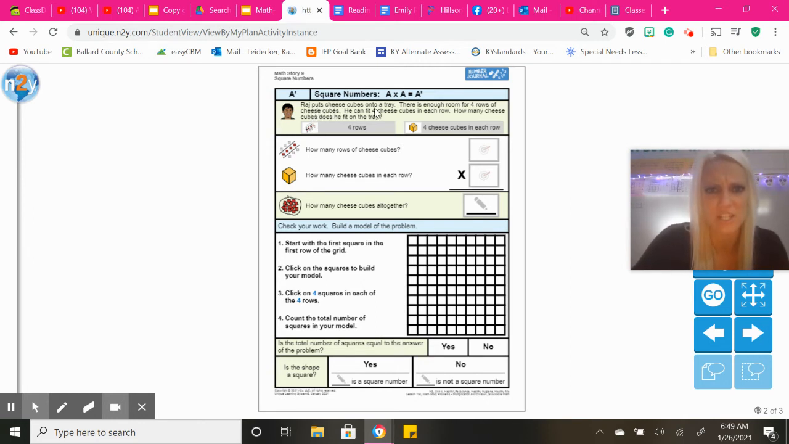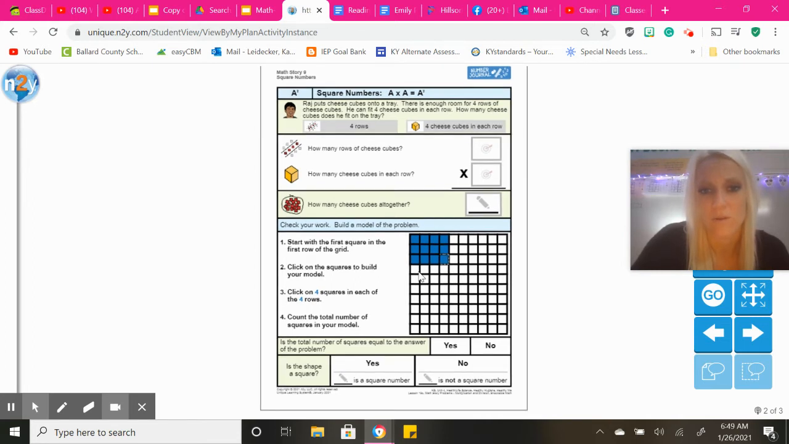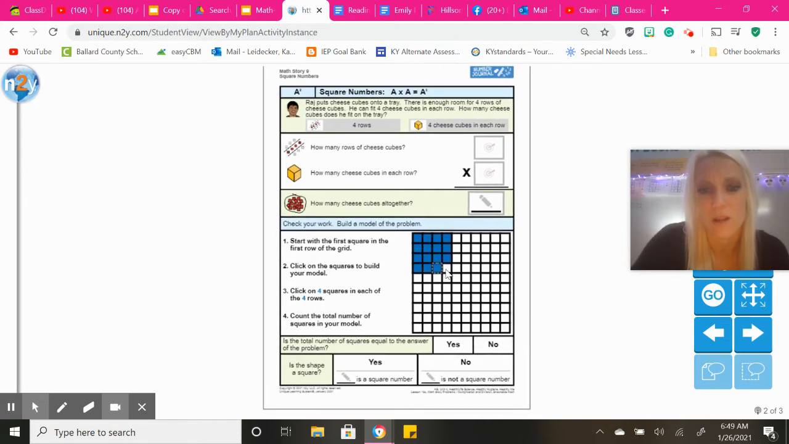So it says Rashad puts cheese cubes onto a tray. There is enough room for 4 rows of cheese cubes. He can fit 4 cheese cubes in each row. So here we have it. He has 4 rows, 1, 2, 3, 4, and there are 4 cheese cubes in each row. So how many rows of cheese are there?